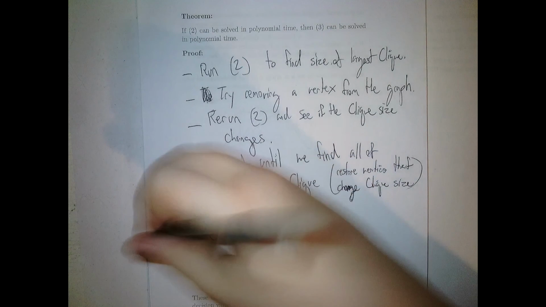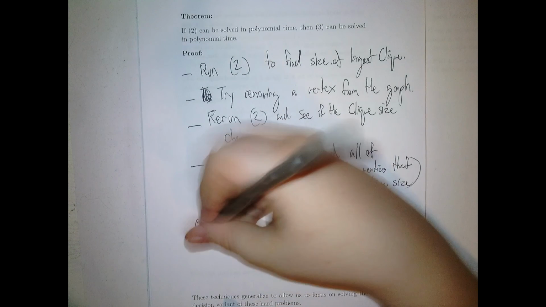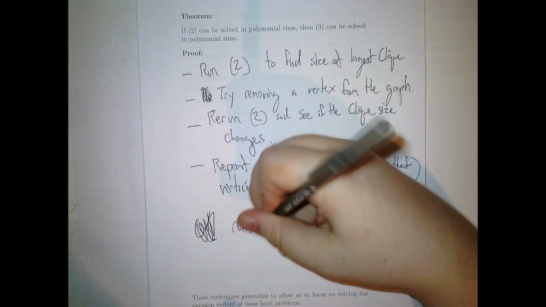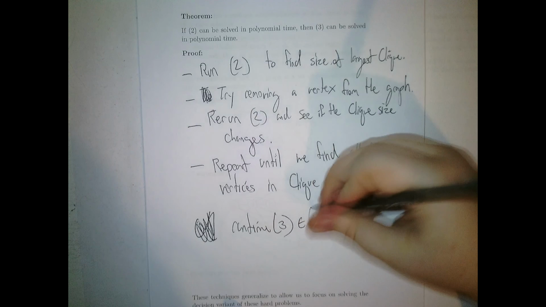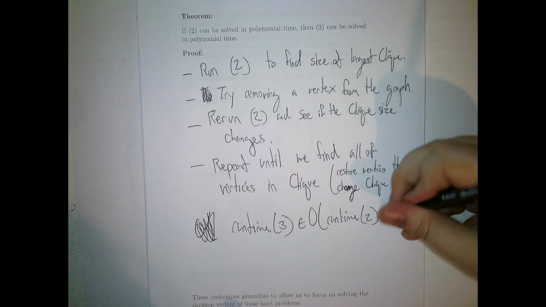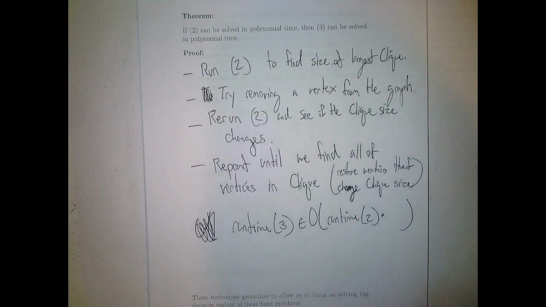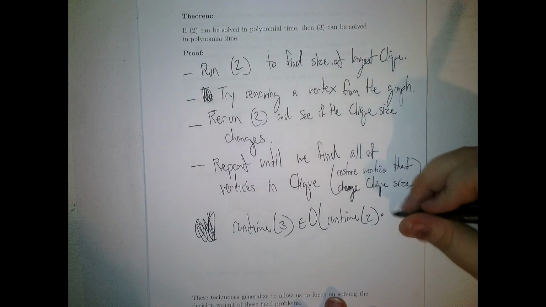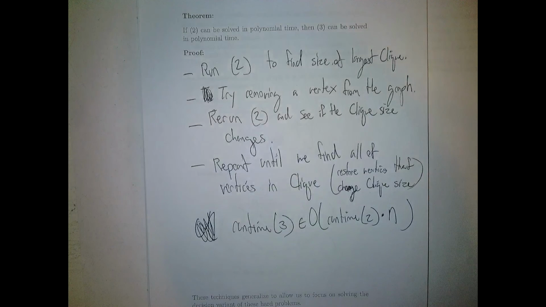So the runtime of 3 is going to be in big O of the runtime of 2 times, we need to remove every vertex and then rerun 2. So we're going to do 2 n times. Look familiar? So we just get an extra linear factor. All right, so there you go. For 2 additional linear factors, you can take algorithm 1 and turn it into algorithm 3.